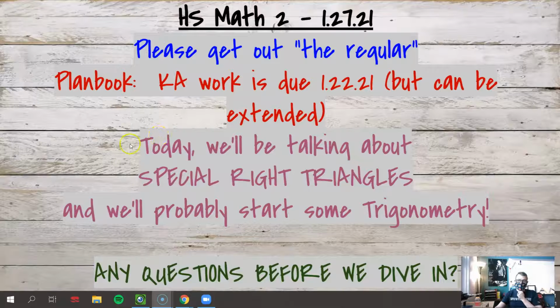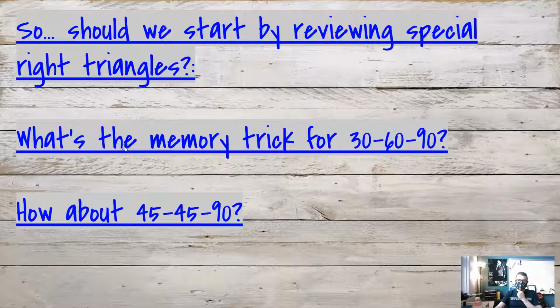So, if you don't have any questions for those, then what was our memory trick for the 30, 60, 90? We don't even have to write this down. I just want to see if we can remember which one gets which. What two multipliers does the 30, 60, 90 use if referencing the short leg? And you can check your handout.